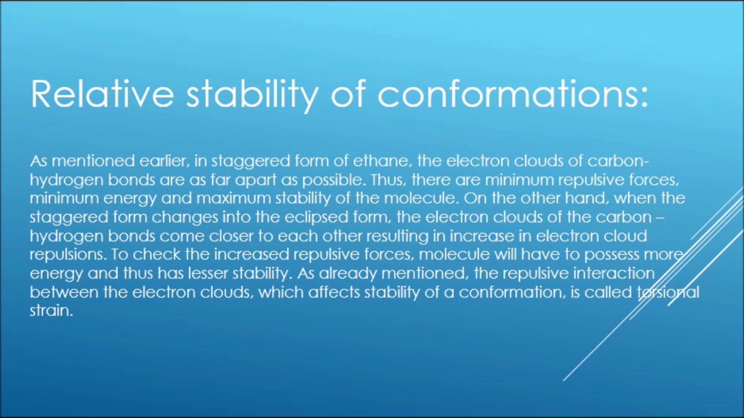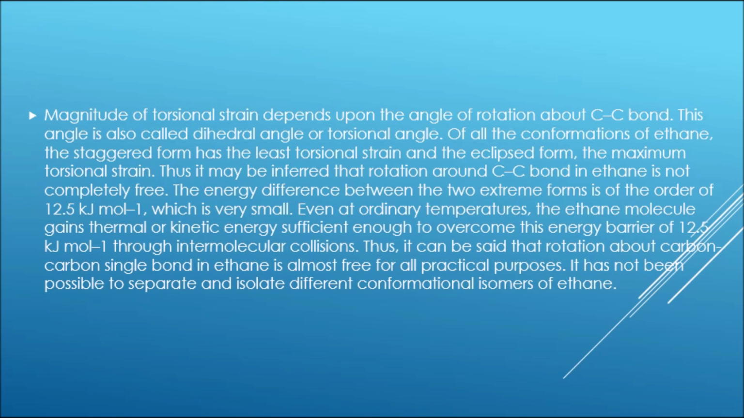As already mentioned, the repulsive interaction between the electron clouds, which affects stability of a conformation, is called torsional strain. Magnitude of torsional strain depends upon the angle of rotation about carbon-carbon bond. This angle is also called dihedral angle or torsional angle. Of all the conformations of ethane, the staggered form has the least torsional strain, and the eclipsed form, the maximum torsional strain. Thus, it may be inferred that rotation around carbon-carbon bond in ethane is not completely free.